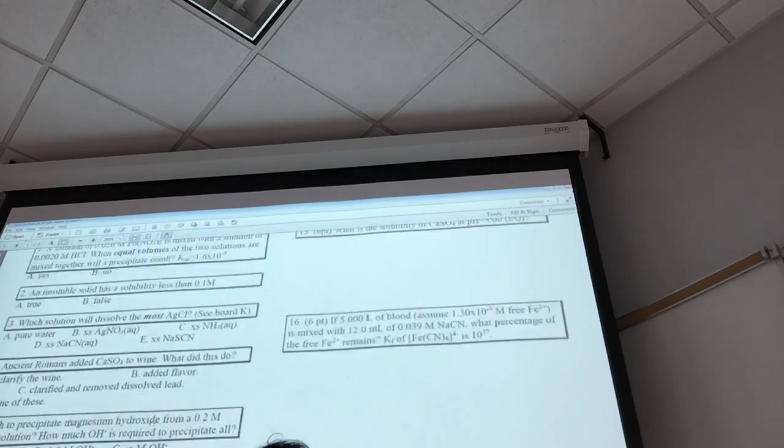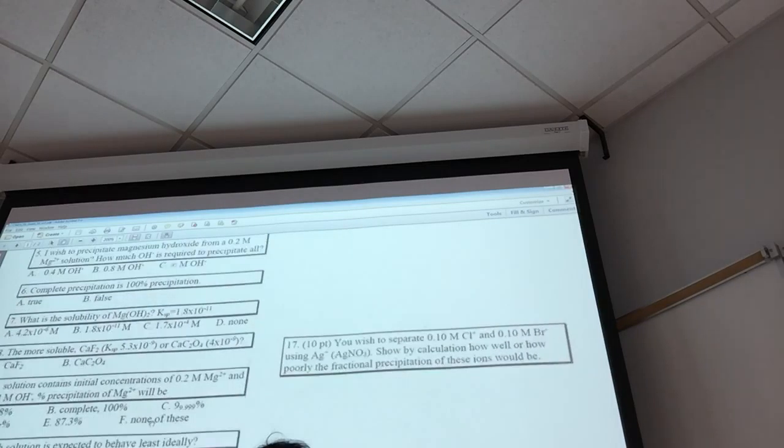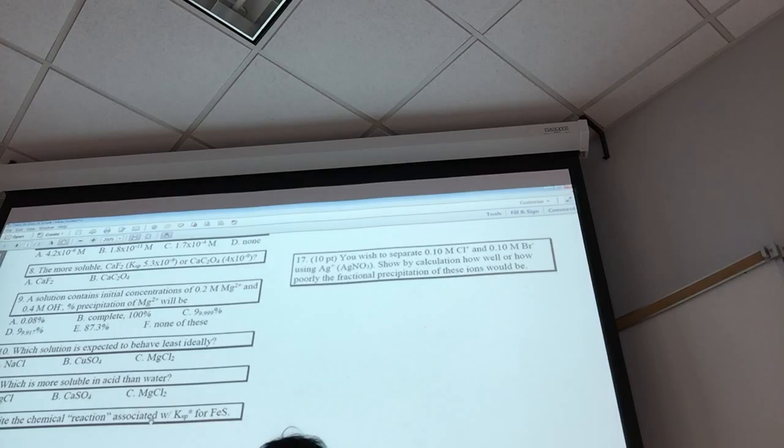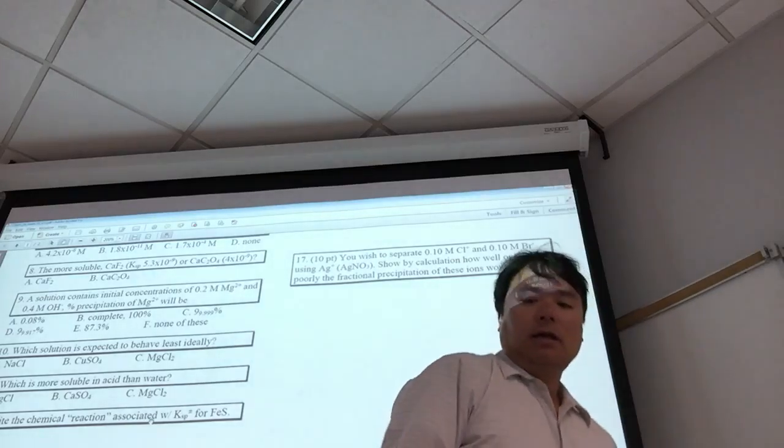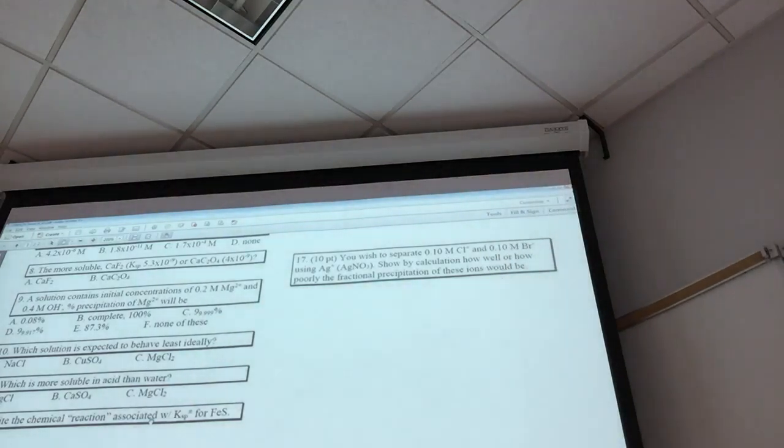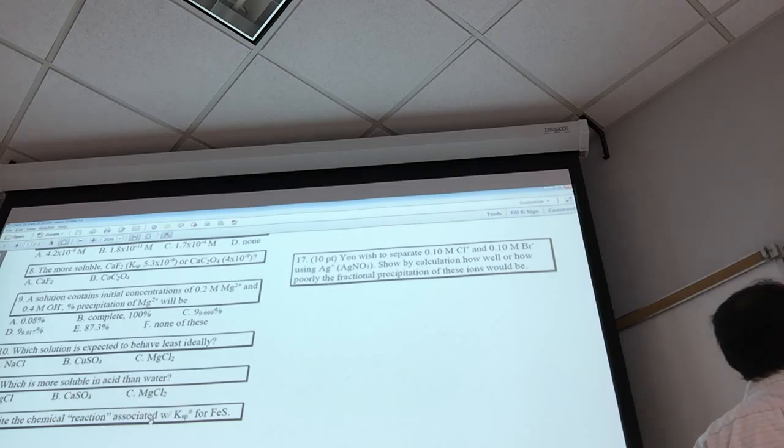Number 11. Which is more soluble in acid than in water? Acid is H3O plus, right? And so we figure out, as H3O plus is an external ion, how H3O plus will impact the equilibrium. We usually look at this in terms of Le Chatelier's principle. How does it perturb the KSP equilibrium?